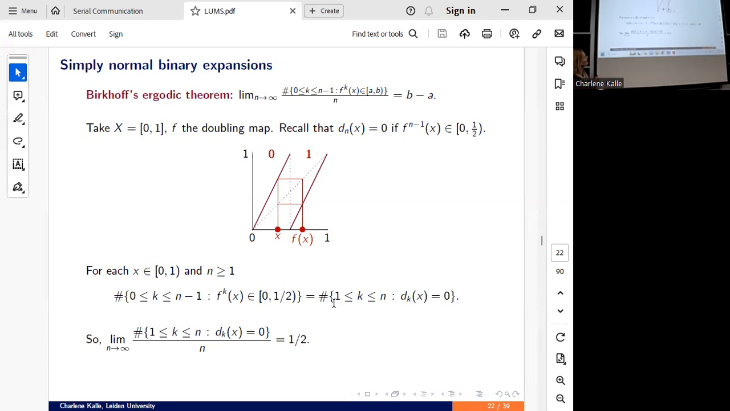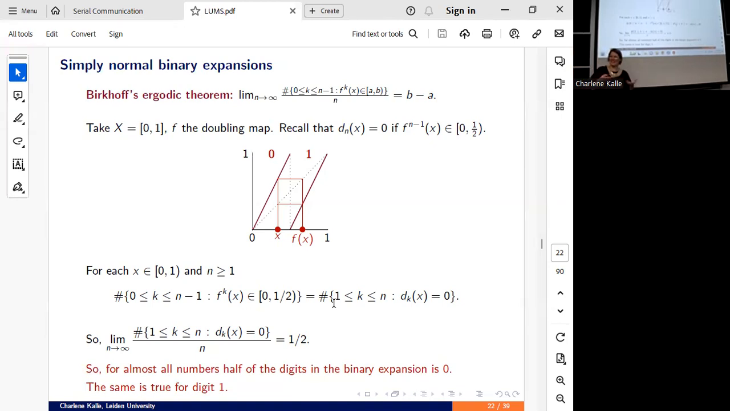So this says that by the Birkhoff-Ergodic theorem, for almost all x, half of the digits are equal to 0. And then, of course, if half of the digits are equal to 0, the other half must be 1. So we have frequency a half for the digit 0, frequency a half for the digit 1. So this application of the Birkhoff-Ergodic theorem tells us immediately that almost all numbers are simply normal in base 2. That's a direct consequence.